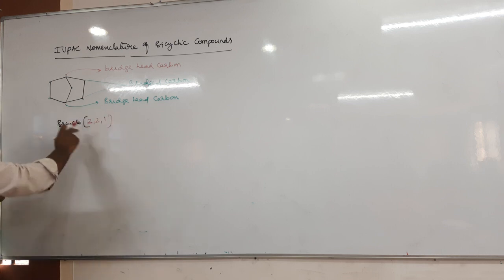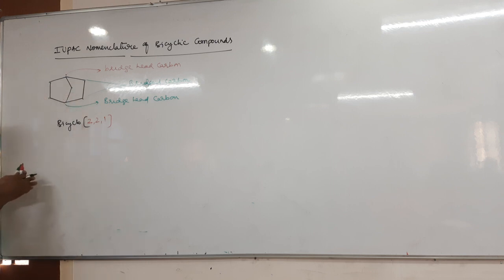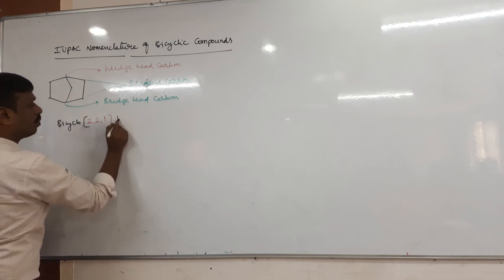Next, the name of the alkane should be written. Then how many carbons are there in total? 1, 2, 3, 4, 5, 6, 7. Therefore its name is heptane.